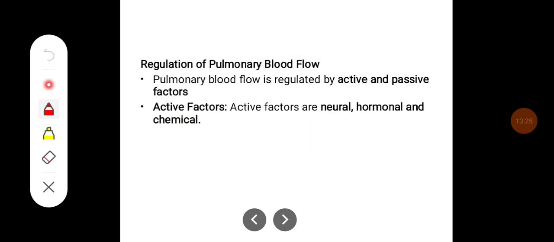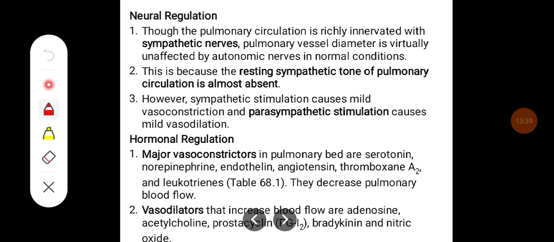How is blood flow to the pulmonary circulation regulated? The pulmonary blood flow is regulated by active and passive factors. Some of the active factors are neural, hormonal, and chemical mechanisms.